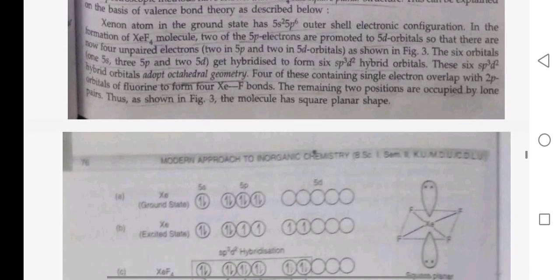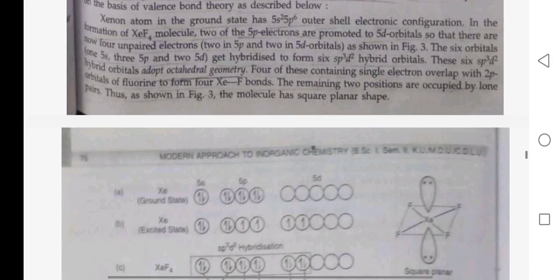The xenon atom in the ground state has the 5s2 5p6 outer shell electronic configuration. In the formation of a xenon tetrafluoride molecule, two of the 5p electrons are promoted to the 5d orbital so that there are now four unpaired electrons. The six orbitals hybridize to form six sp3d2 hybrid orbitals. The six sp3d2 hybrid orbitals adopt octahedral geometry.